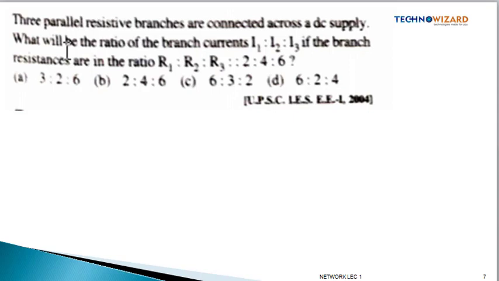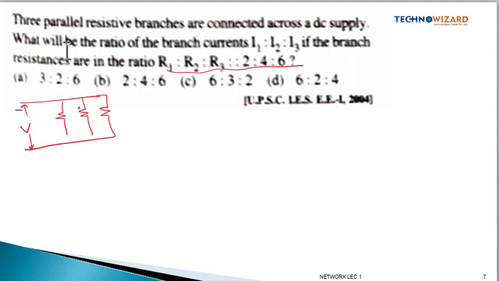Next question, it is saying that three parallel resistive branches are connected across a DC supply. What will be the ratio of the branch current I1 is to I2 is to I3 if the branch resistances are in the ratio R1 is to R2 is to R3 is 2 is to 4 is to 6. So simply we'll draw the circuit. Okay, we are considering three resistive branches and they are connected across a DC supply. For example, we have applied V volt.